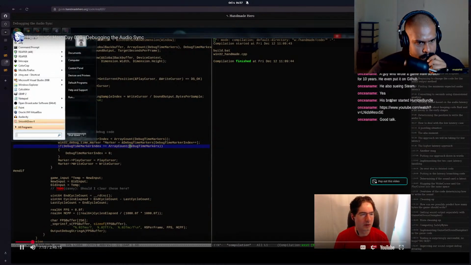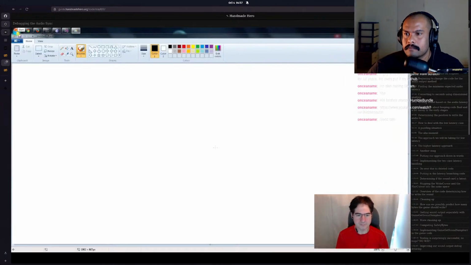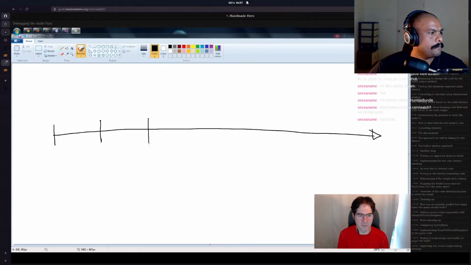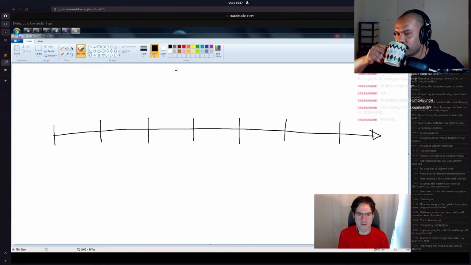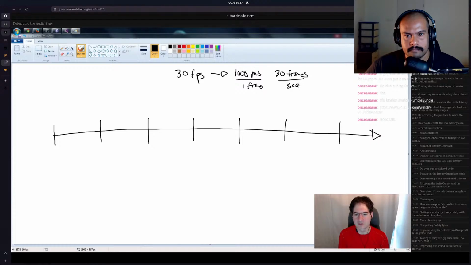So I'm going to open up the infamous Microsoft Paint, Paint Program of Champions, and talk a little about what we learned yesterday, much to our chagrin. We decided to start off by trying to hit 30 frames a second, right? And 30 frames a second translates into 1,000 milliseconds per second, so per frame we divide.